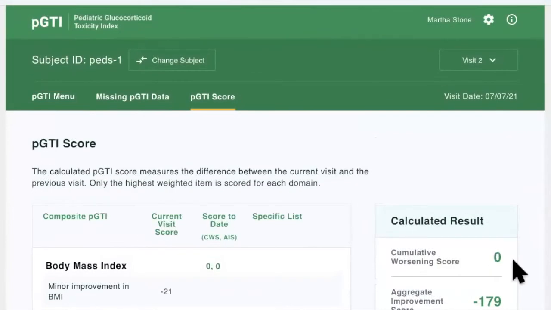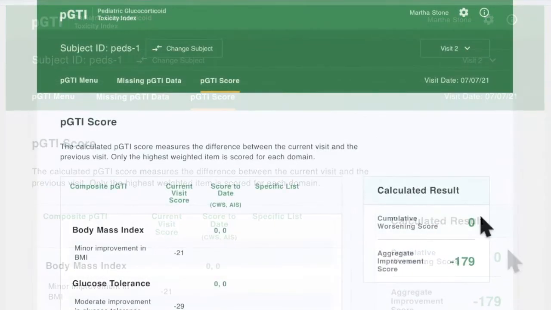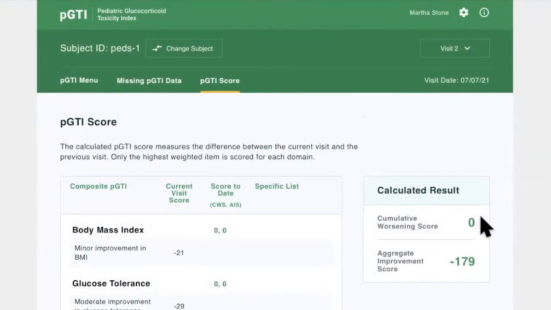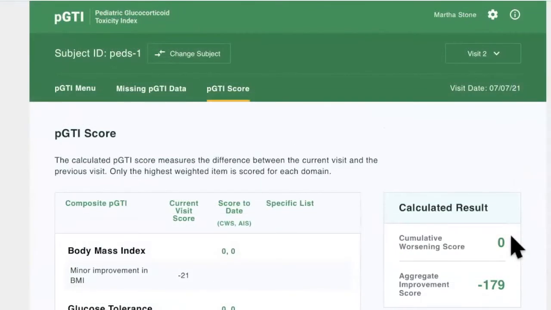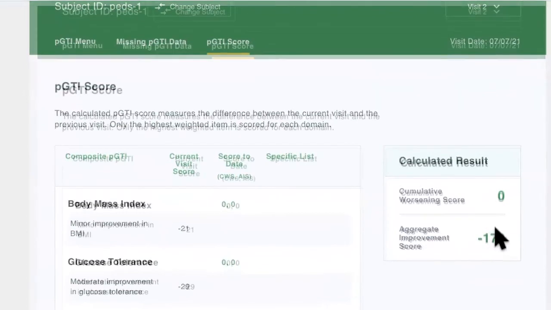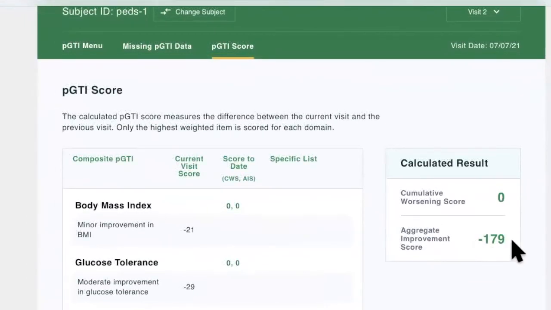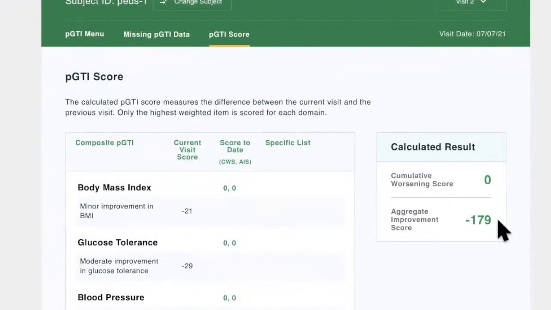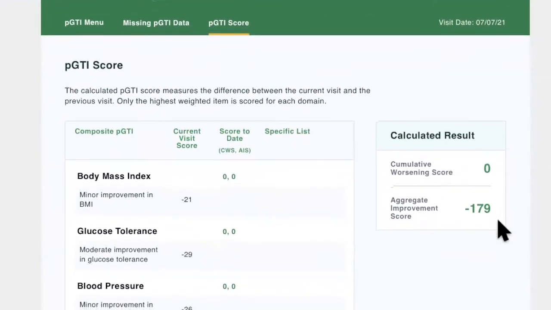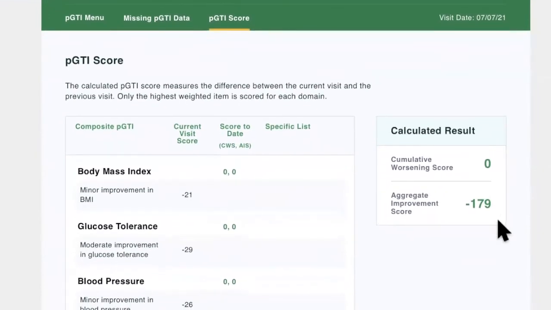So at 6 months, one can see the cumulative worsening score indicative of no new steroid toxicity over the course of the preceding 6 months. In contrast, the aggregate improvement score confirms dramatic improvement. Negative scores are good in steroid toxicity, and they indicate that the patient's baseline steroid toxicity has improved substantially.